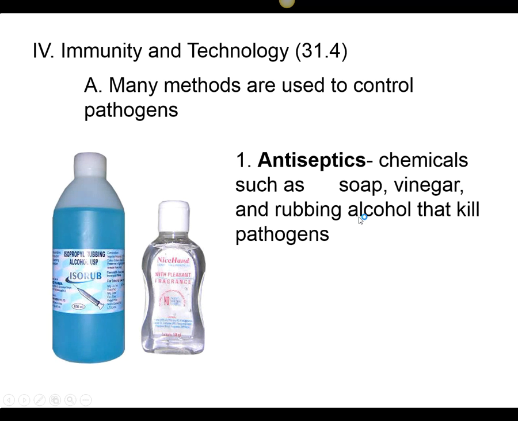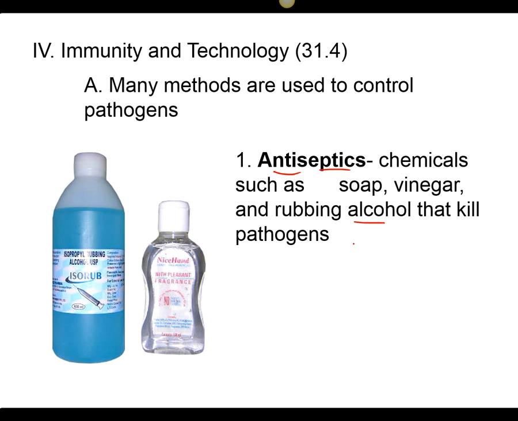Okay, let's talk a little bit about technology, allergies, a little bit of HIV, stuff that is specific to the immune system. So we can do a lot of things to help control pathogens. Antiseptics, this is like Listerine, antibiotic soap. These have chemicals within them that will prevent cells from multiplying. So it kills bacteria specifically.